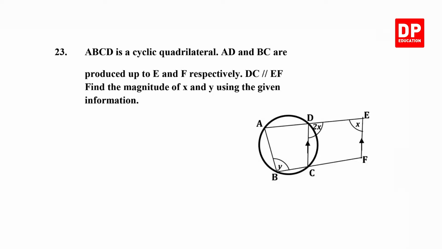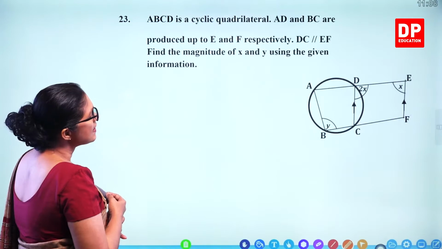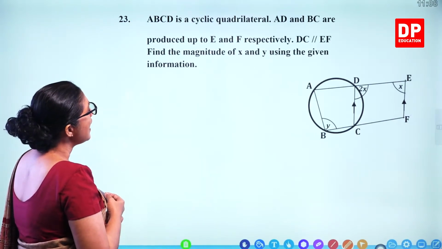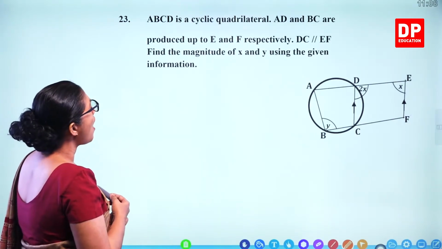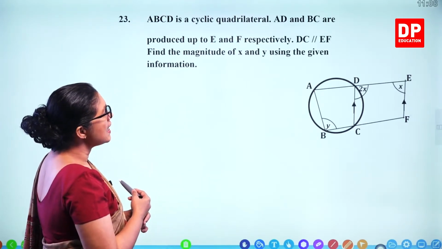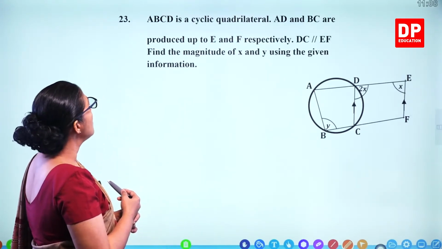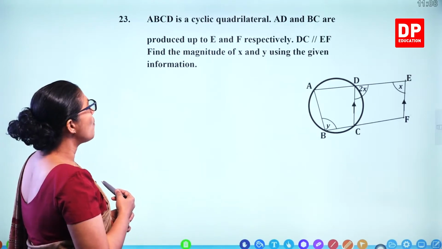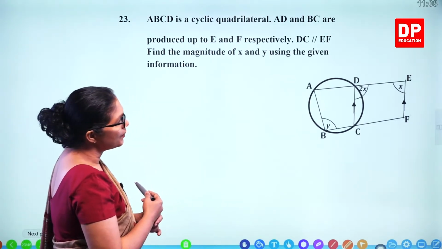Question number 23. ABCD is a cyclic quadrilateral. AD and BC are produced up to E and F respectively. DC is parallel to EF. Find the magnitude of x and y using the given information.